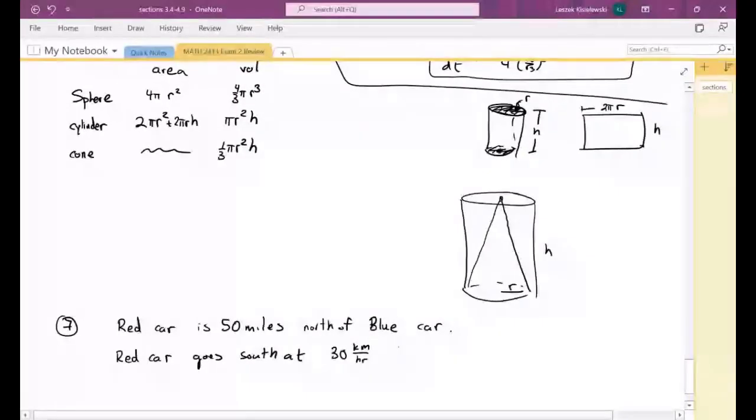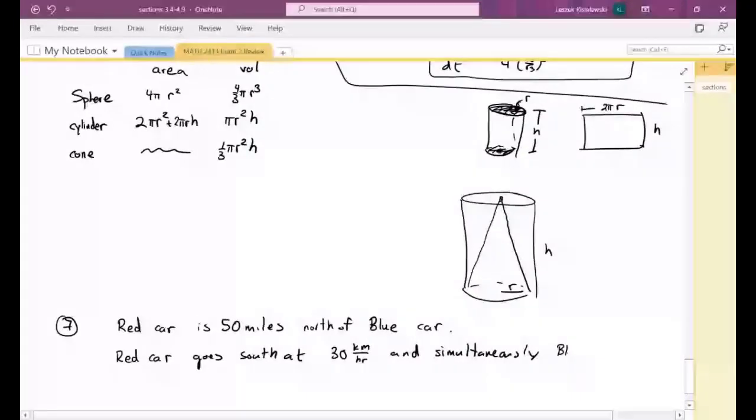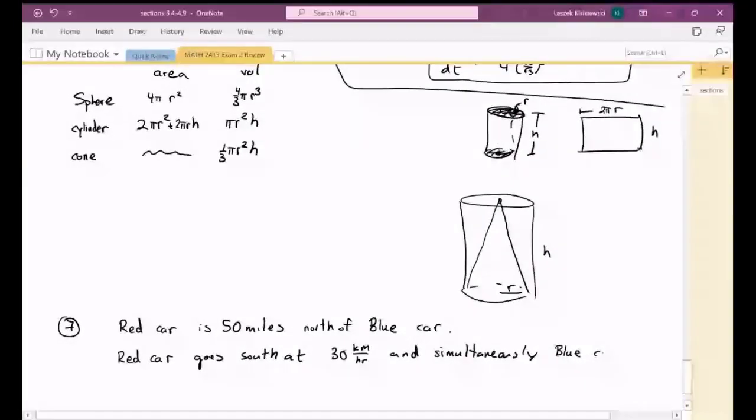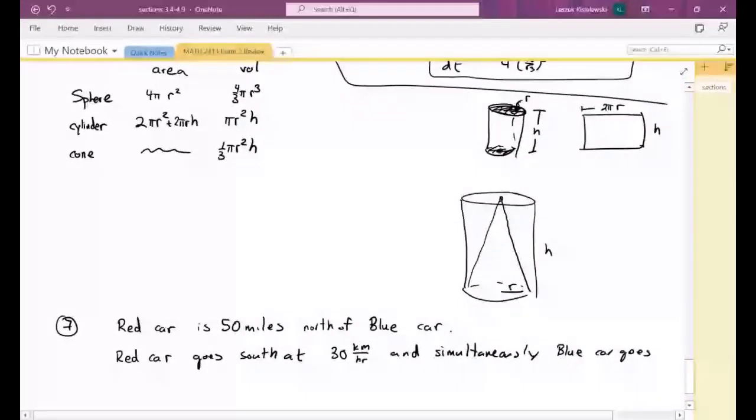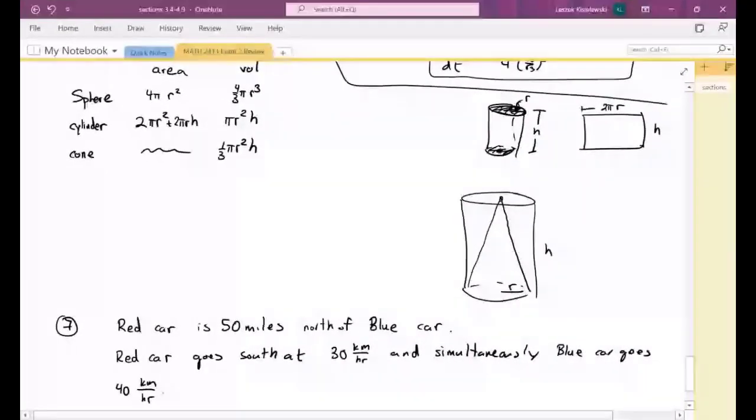Yeah. And at the same time, the blue car goes, let's guess, 40 kilometers per hour east. So what's the rate of change in the distance between the two?